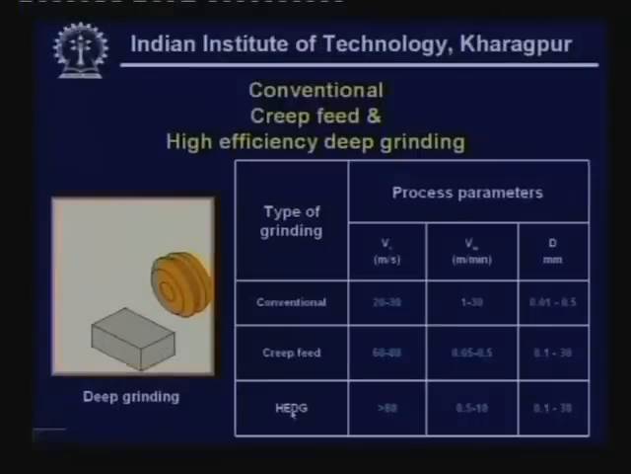This high efficiency deep grinding, which is used for improving the productivity, there also we need extremely high rigidity, stiffness, high power spindle, and efficient cooling system. And as on now, this speed can be elevated to a value as high as 200 meter per second. Already R&D has been successfully carried out with a speed of as high as 500 meter per second.